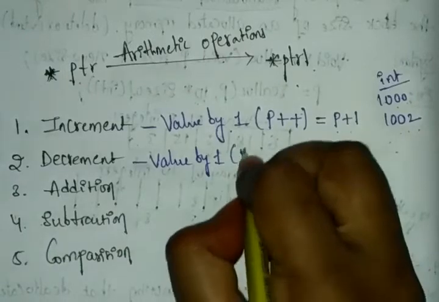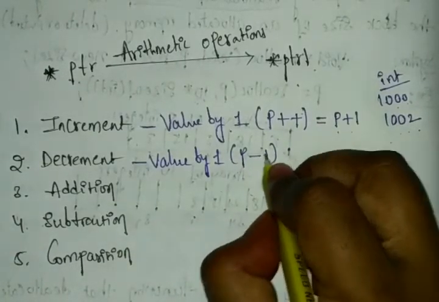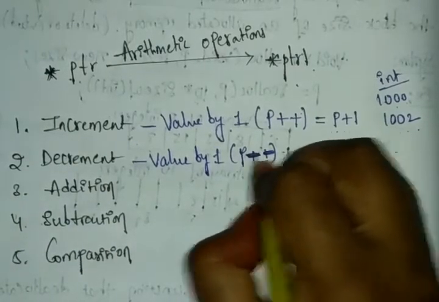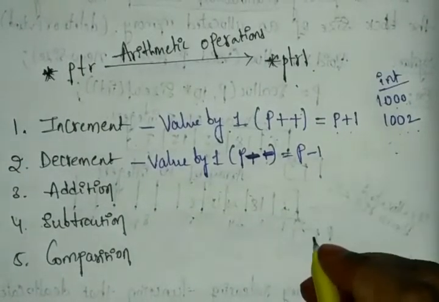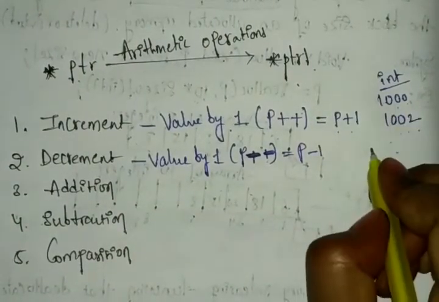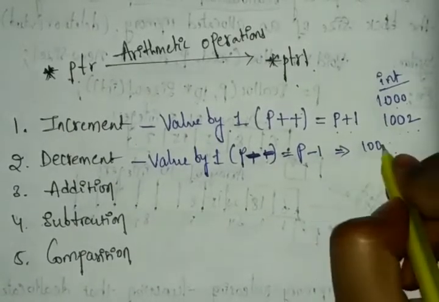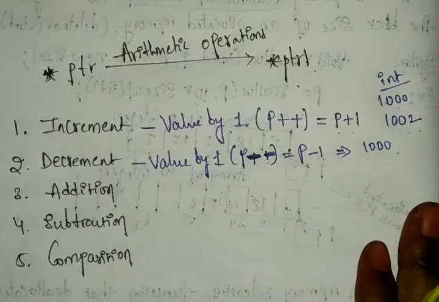Here we can write p minus 1, so p minus minus. Here I'm taking the integer, and we have the address of the pointer, which is 1000 only.